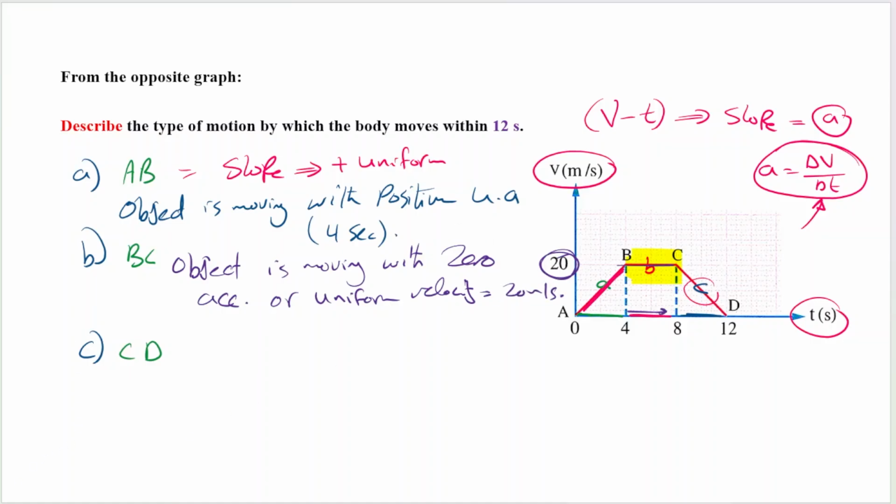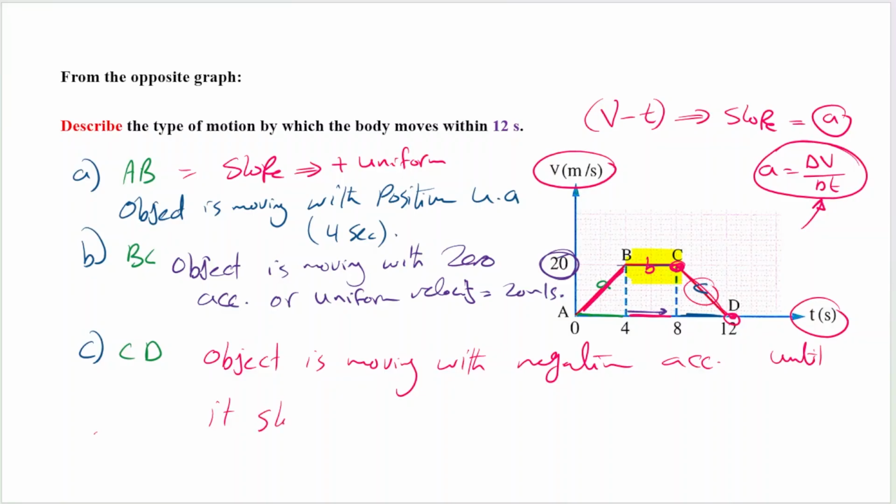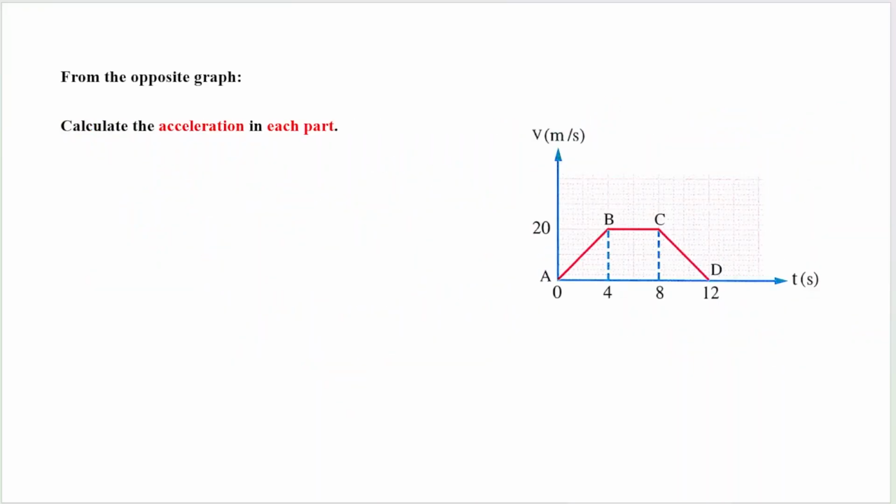What about the interval from C to D? Can you see the velocity just decreased from 20 back to 0? So this means that this object is slowing down and this object is decelerating until it stopped. So this object is moving with negative acceleration until it stops. This is the description.